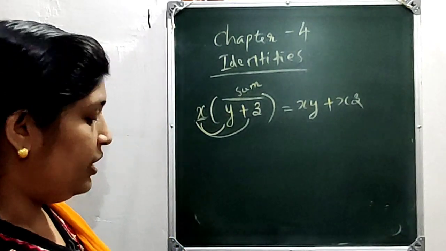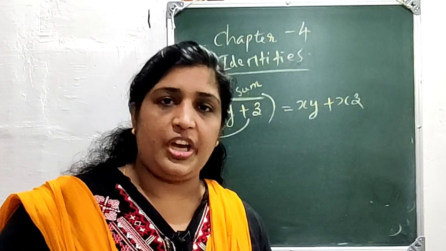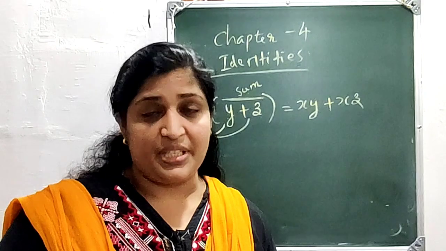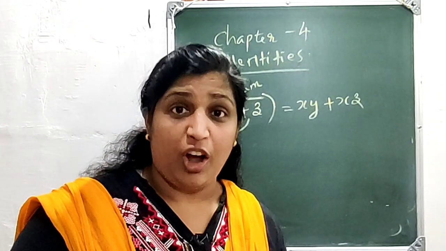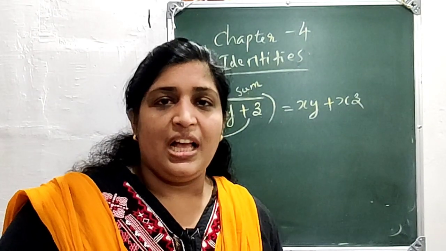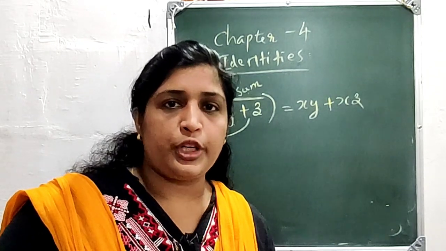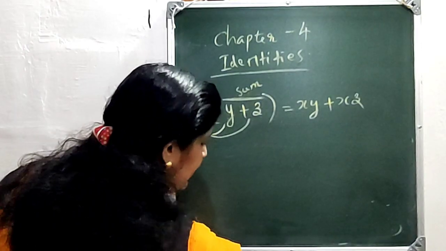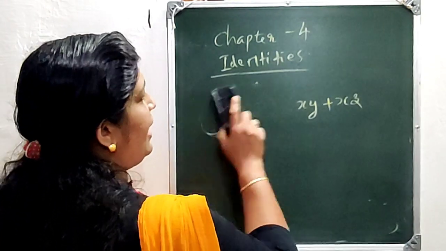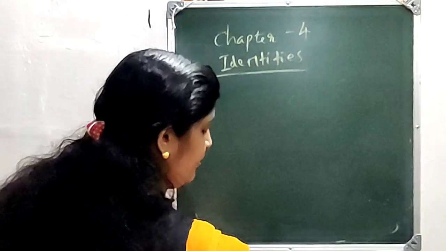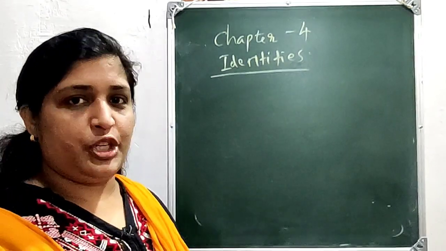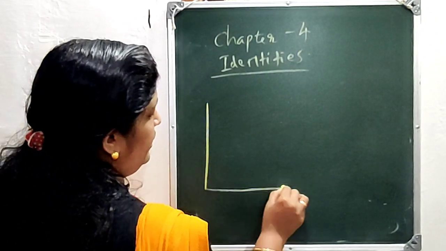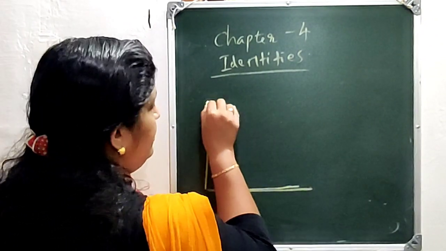Here in this chapter, first we are going to find the product of sums. That is, we are going to find the product of two sums. For that, I am going to use a rectangle. First I am going to give a geometrical explanation. So, see, here I have a rectangle like this.